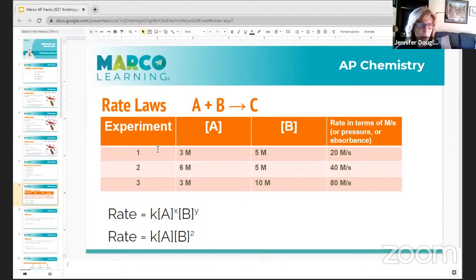And then you would run the experiment another time. And this time you keep A constant and you double the concentration of B. But look what happens to the rate this time. Instead of doubling, it went up 4-fold. So we call that a second order reaction.